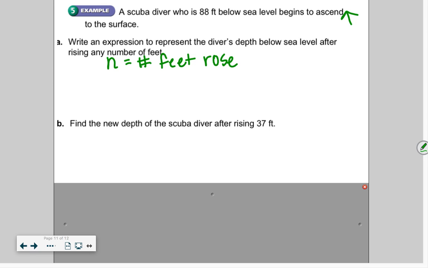As it says, write an expression to represent the diver's depth below sea level after rising any number of feet. We don't know how many feet he's going up, correct? So that's what our variable is standing for. That's our unknown. Where did this diver start at? 88 feet below sea level. So what kind of a number is that? Negative. It's a negative 88 feet. And if he's ascending, are we taking away numbers or adding numbers? We're adding. And what are we adding to that? Correct. We don't know how many feet he's going up.